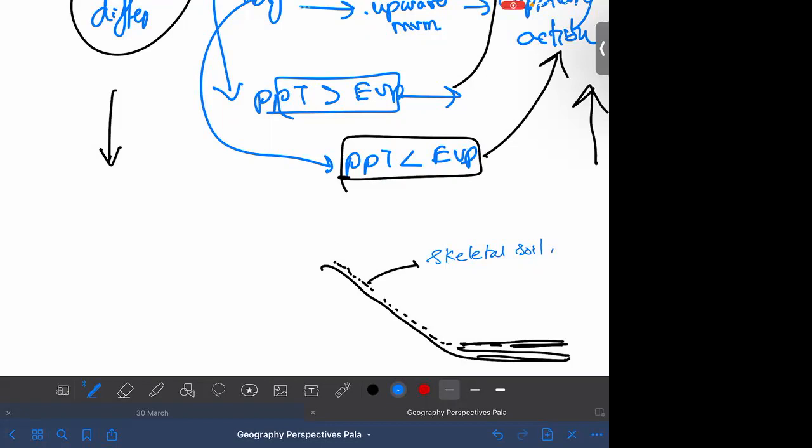Again, it's clear. So here we will have skeletal soil, and here there could be waterlogging. So it varies with region. If you look at the Sundarbans region, what kind of soil do we have there?